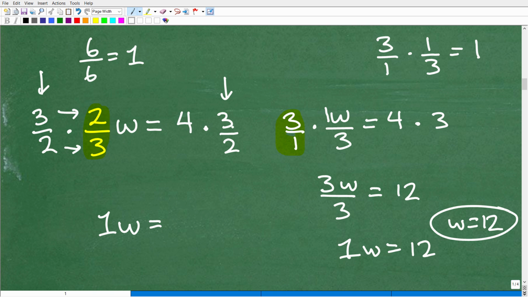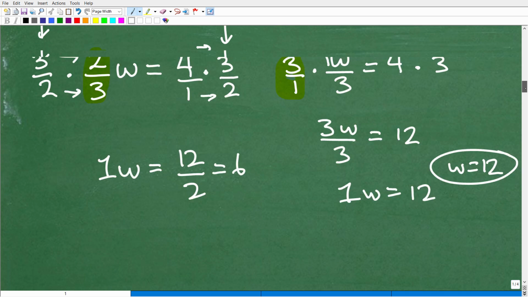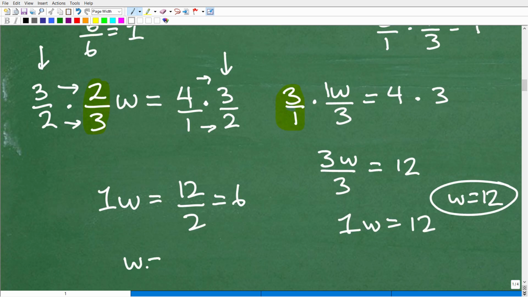And then I have 4 times 3/2, so that's 4 over 1. Anytime you see a number, you can always write it over 1 to see it as a fraction. And of course, this will be 12 over 2, because I'm multiplying across. 12 over 2 is 6. So our final answer here will be W is equal to 6.